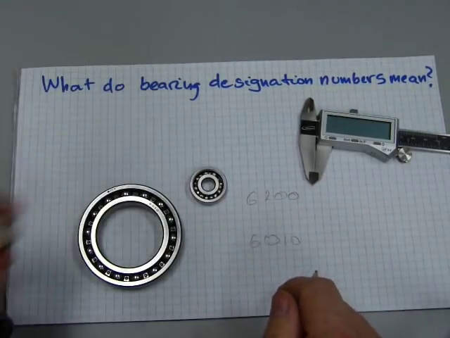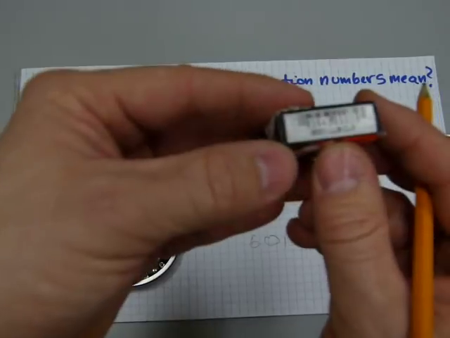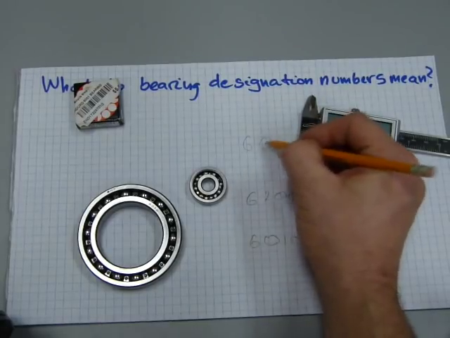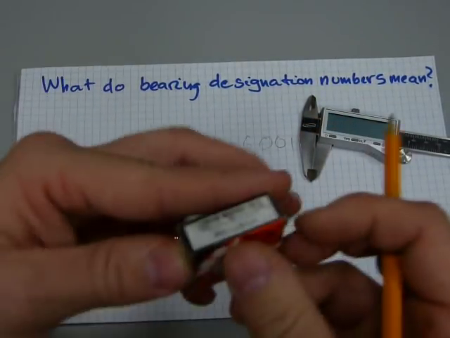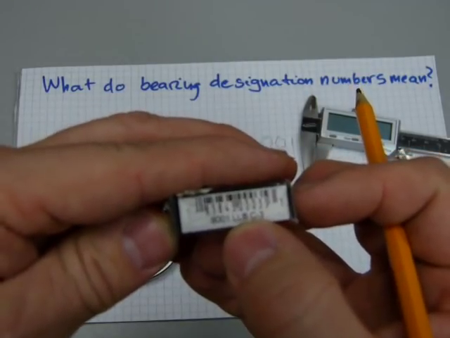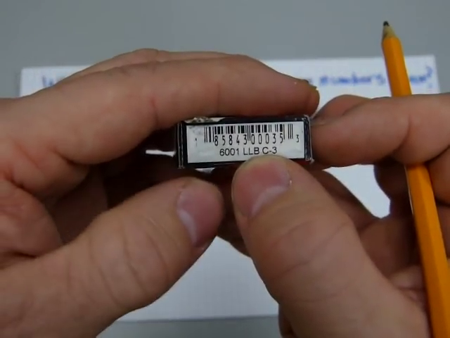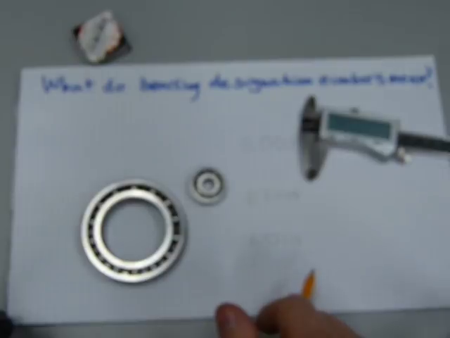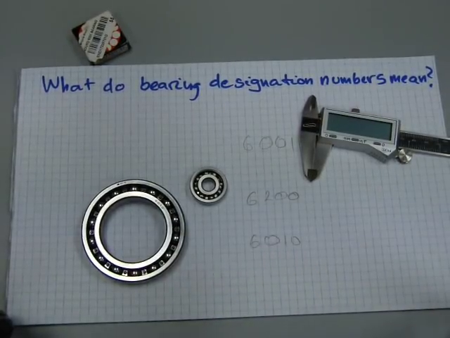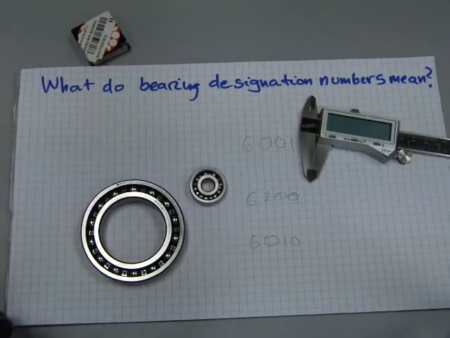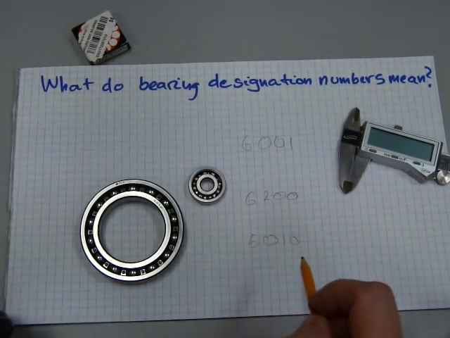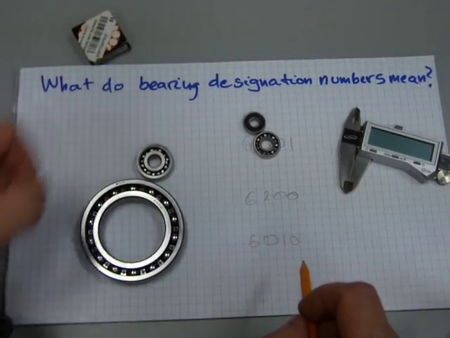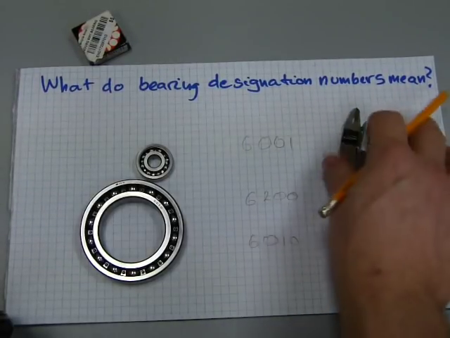And here is this bearing. It's got a number 6001. And there's other letters and numbers that follow the bearing designation numbers, but those four digits are typically what you need to find or come up with for finding replacement bearings. And these are your designation numbers, and most bearings have four digits, except the super small ones, which have three digits. But I'll show you how these work.